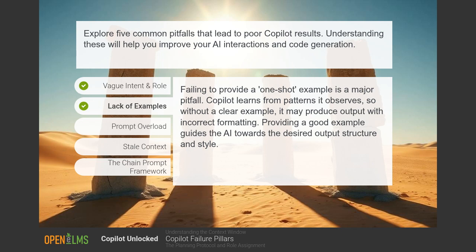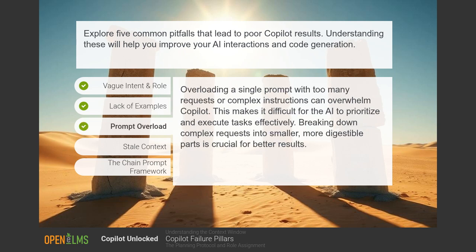Failing to provide a one-shot example is a major pitfall. Copilot learns from patterns it observes, so without a clear example, it may produce output with incorrect formatting. Providing a good example guides the AI towards the desired output structure and style.